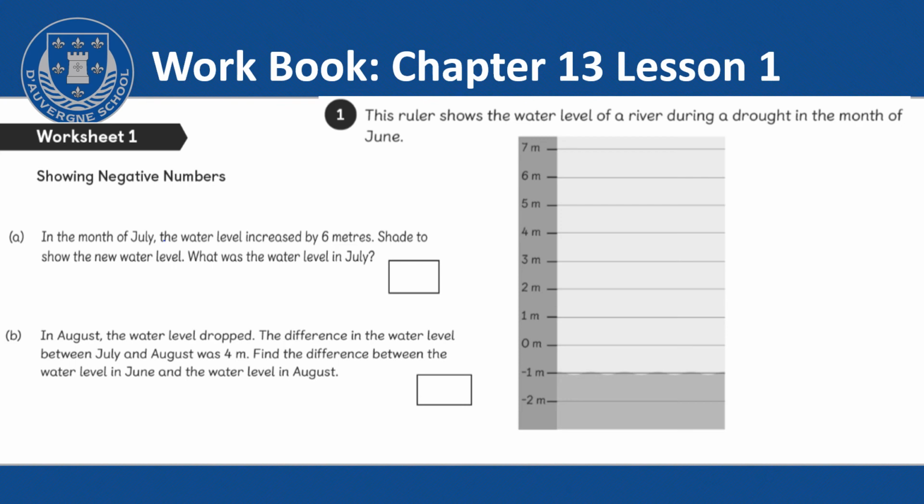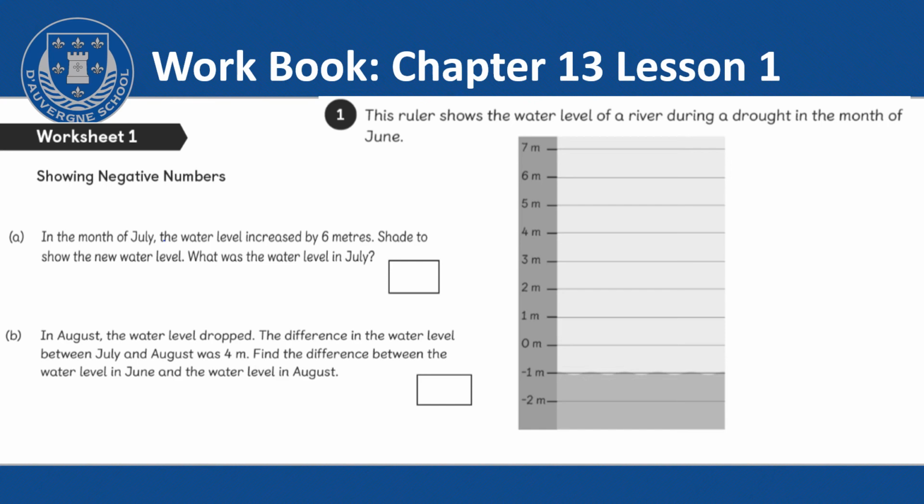Okay, and if we look at the water level that we have in June, we can see that it's negative. It's less than 0 meters of water, so it's -1 meter is where it's showing, okay? So let's have a look at the first question A. In the month of July, the water level increased by 6 meters. Shade to show the new water level. What was the water level in July?